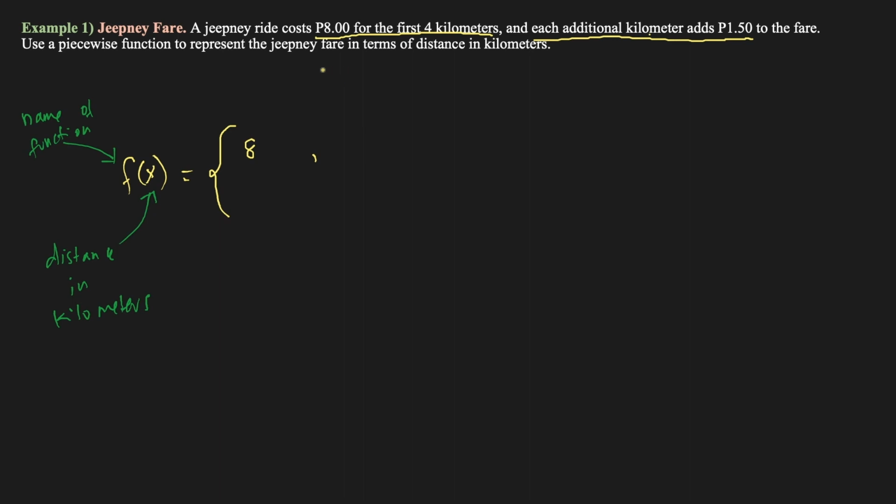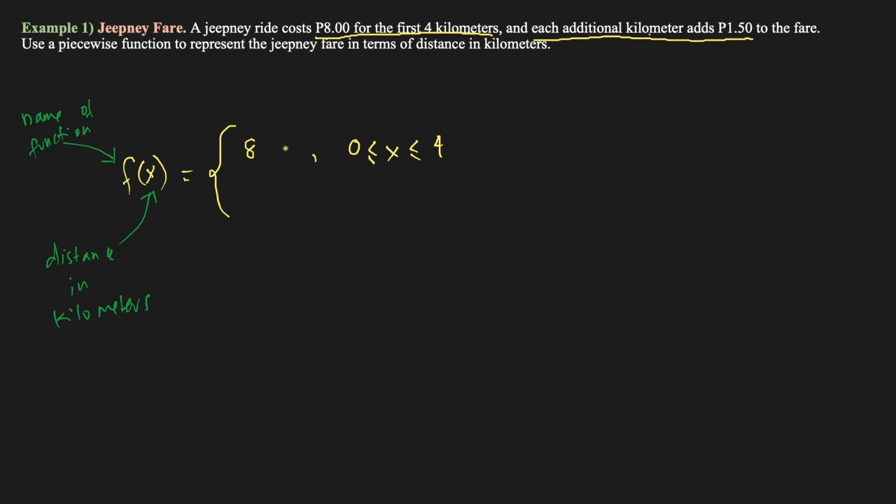Now, how do you represent between 0 and 4 kilometers in mathematics? That is 0 less than or equal to x less than or equal to 4. This means when your distance traveled is between 0 and 4, you only need to pay a constant fare of 8 pesos. Whether you traveled just for 1 kilometer, 2 kilometers, 3 kilometers or 4 kilometers, you just need to pay the jeepney driver 8 pesos.